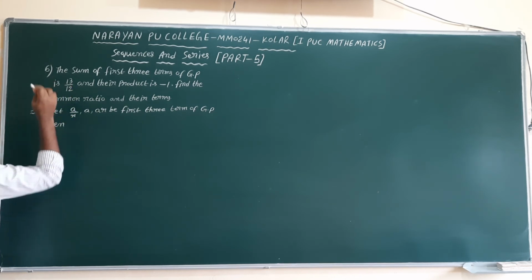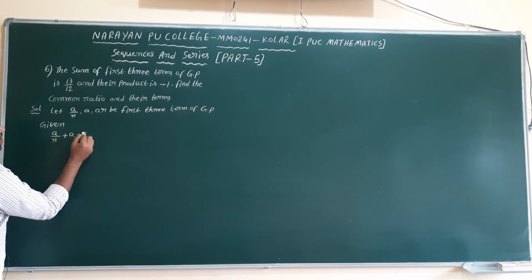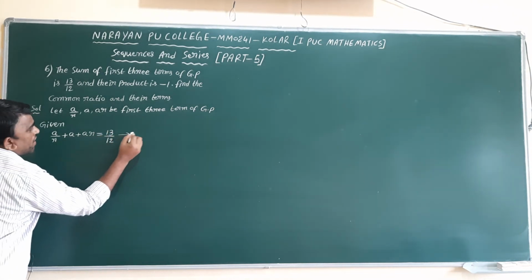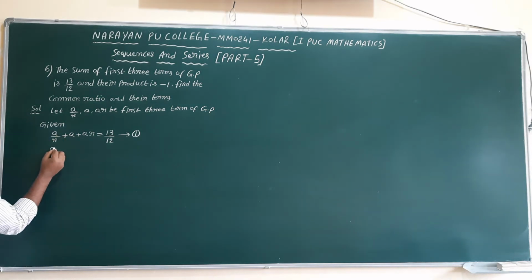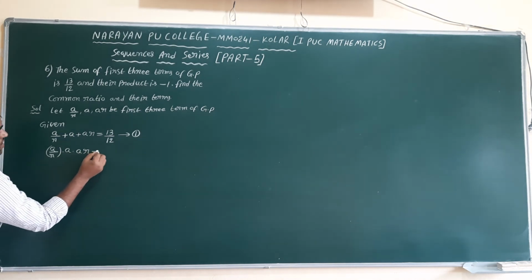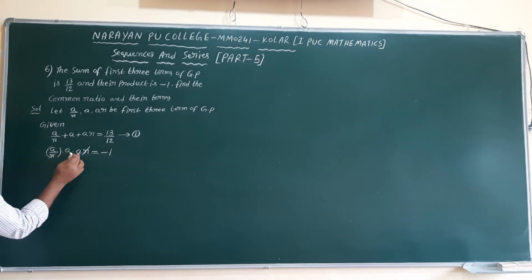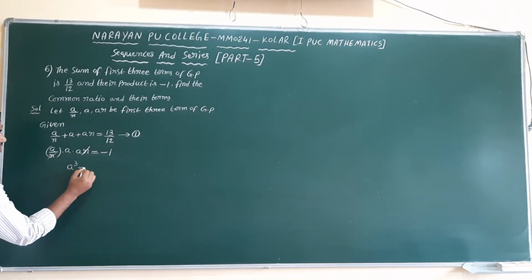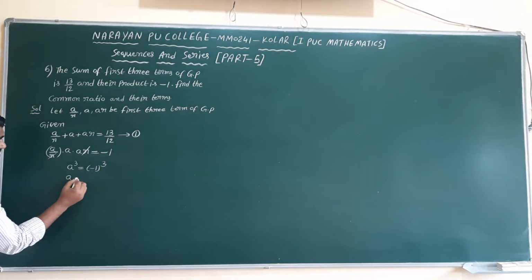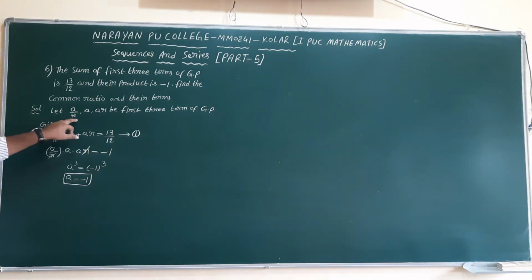Okay. Now given sum of this product is 13/12. A by R plus A plus AR equal to 13/12. And product is -1 is given. Product A by R into A into AR is equal to -1. From this R cancel, A into A square into A cube is equal to -1. We can write -1 whole cube. Value doesn't change. Then A value is -1. For that reason we need to take 3 terms in GP.